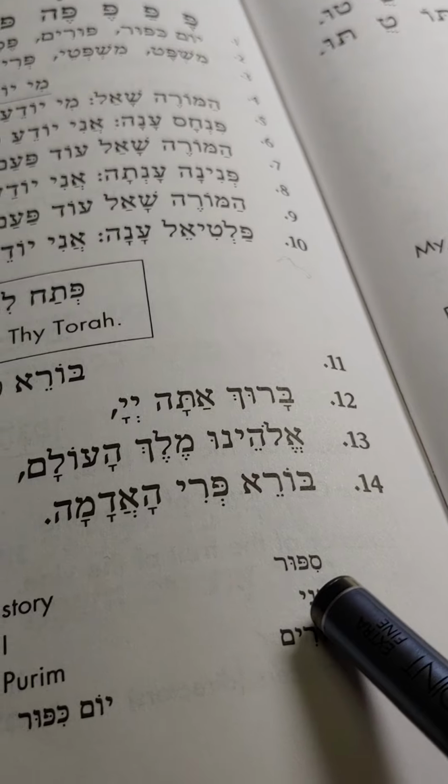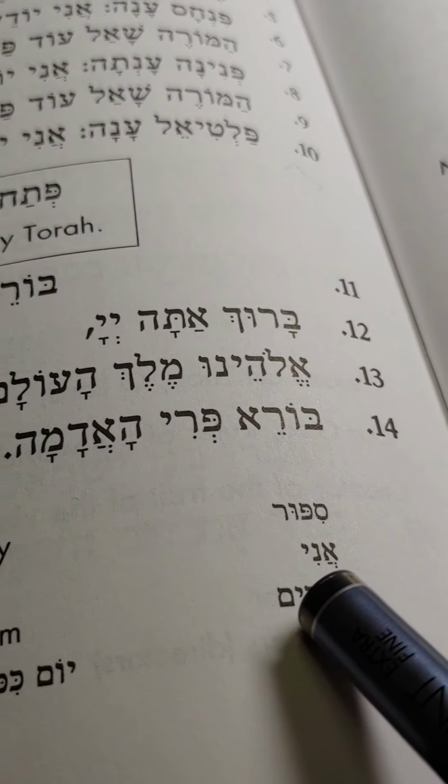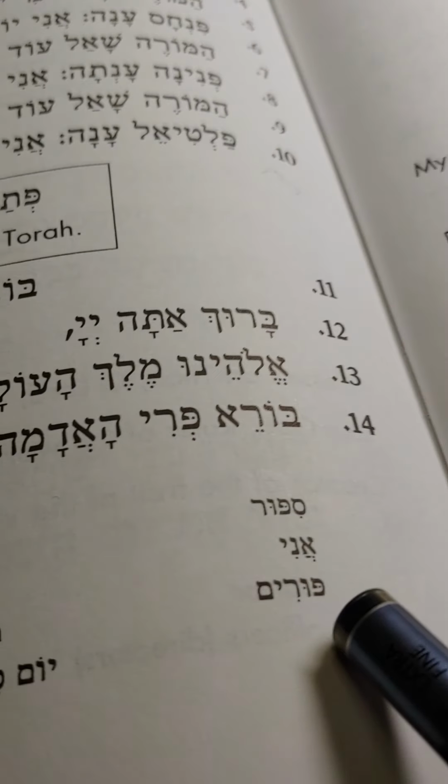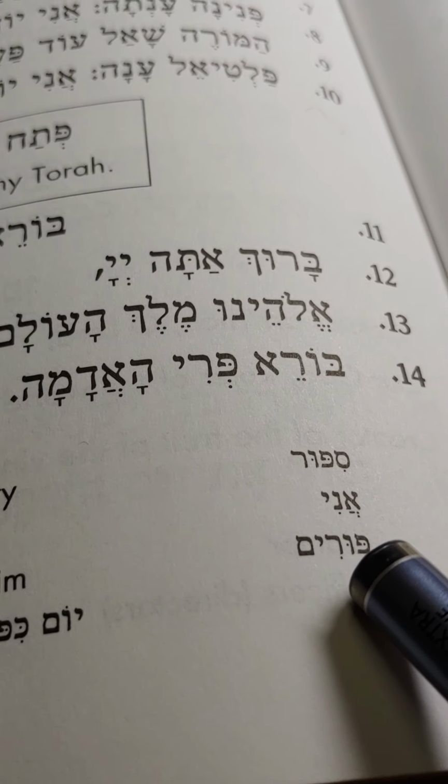Okay, glossary time. Sipur is a story. Ani, I. Purim.